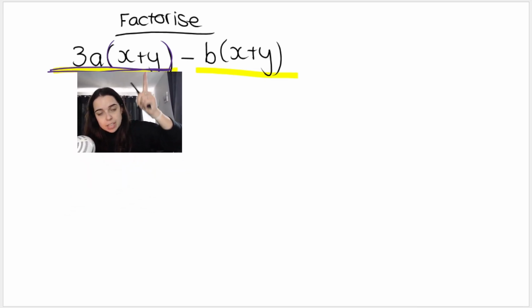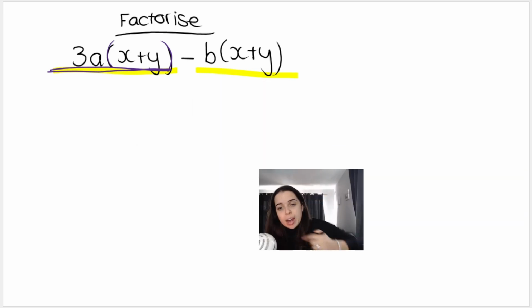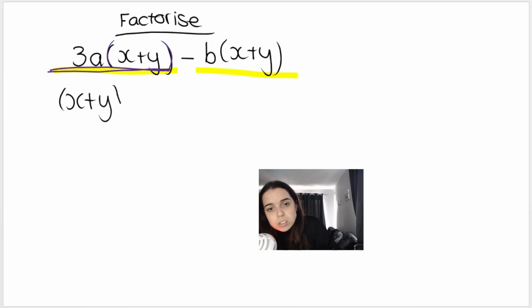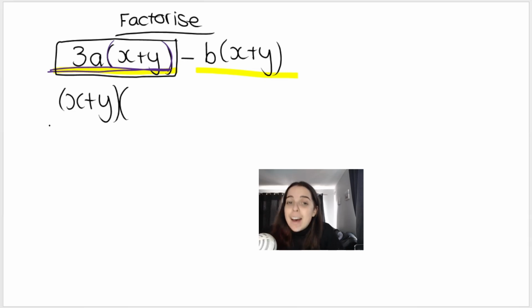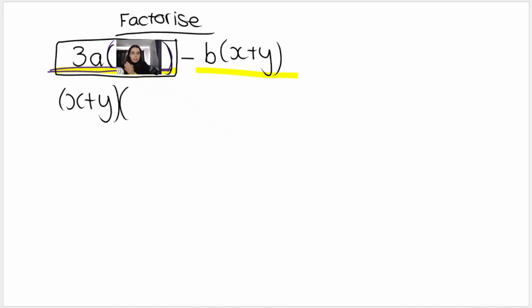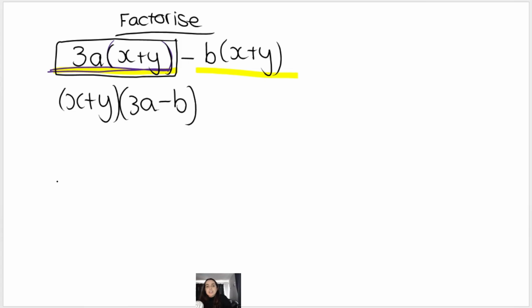So this term has x plus y. This term has x plus y. We take out the highest common factor. So x plus y comes out. What's left over from the first term? If you take the first term and divide it by x plus y, in other words, we're taking x plus y away, that's gone away. What's left? 3a. So 3a is left over from the first term. If we do the same with the second term, take x plus y away, what are you left with? Negative b, like that. And that is how we would factorize that expression.